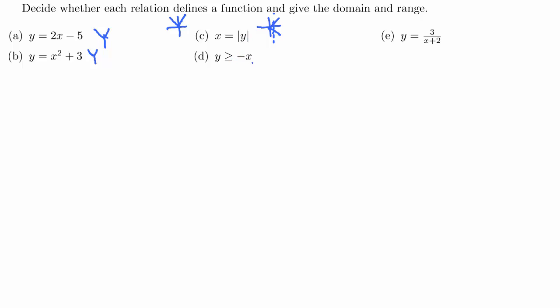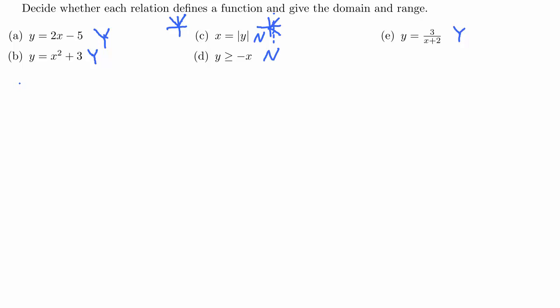D, y is greater than or equal to negative x. Because it's an inequality, that guarantees that no, it is not a function. E, y equals 3 divided by x plus 2. Again, it's an equation, which means it might be a function, and it's again y to the first power, which means that it is a function. Therefore, yes.